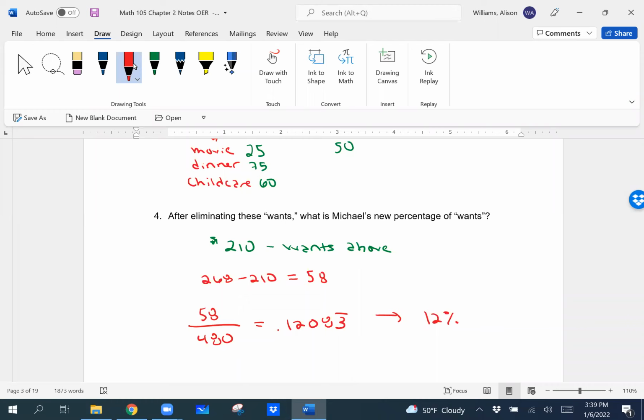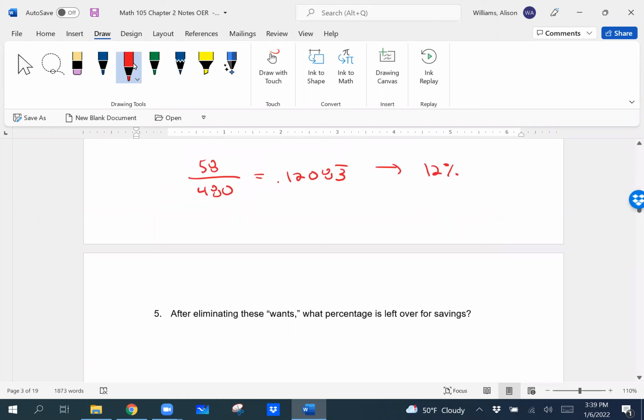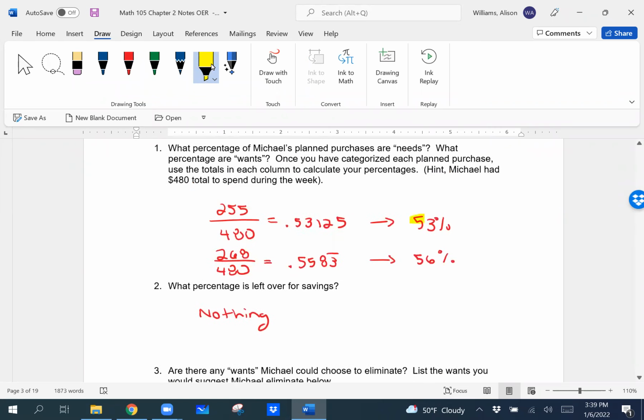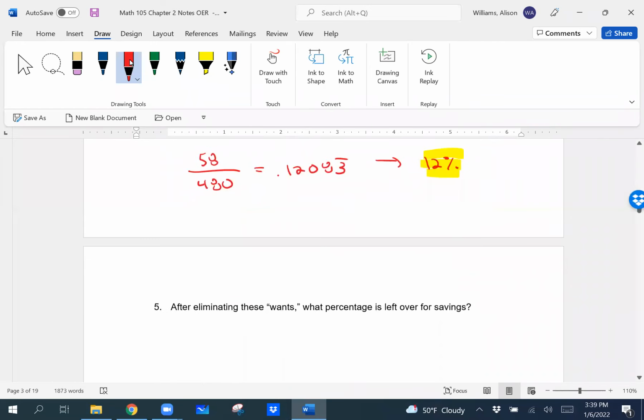I mean, again, maybe you'd argue that the date night is the part that should be kept and the other items not kept. It's up to you. We're talking about what a good basic setup would be. So eliminating that, what percent is left over for savings? Now I'm going to take the 12% that I have for the wants, and the needs up here of 53%. I'm going to add those together. So 12% plus 53% comes out to 65%. So 65% of his income is going to wants and needs.